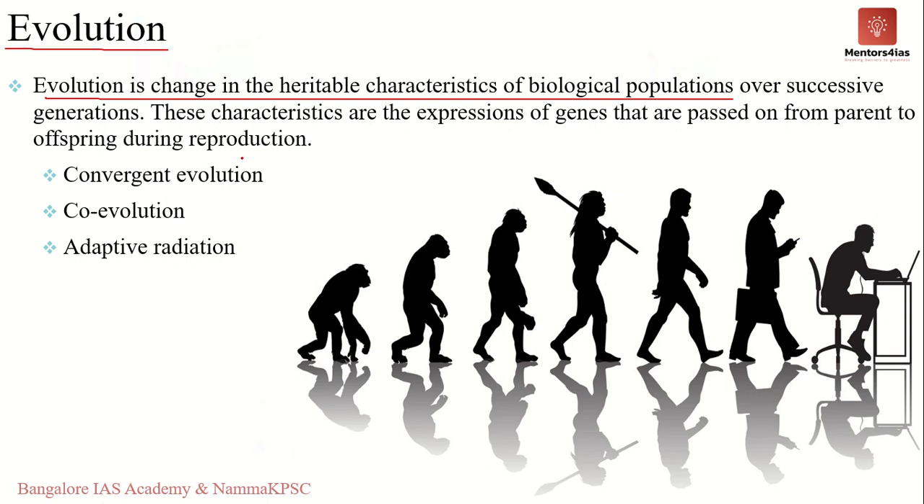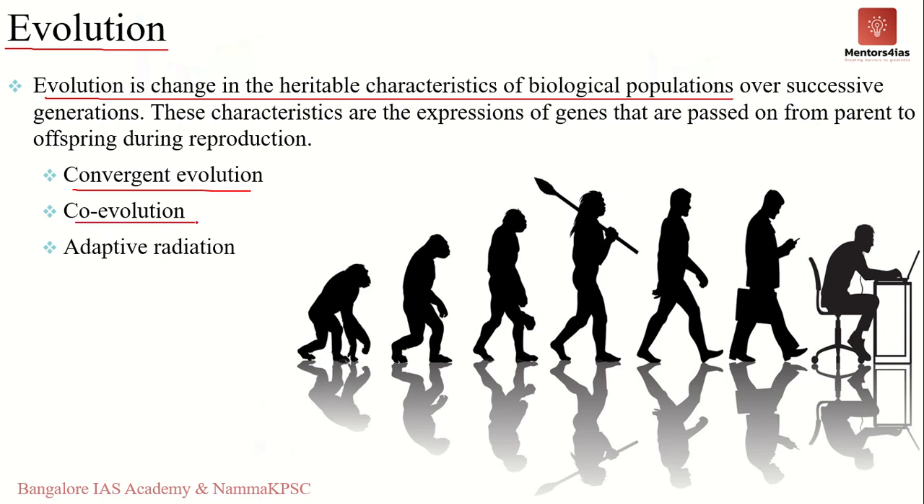So there are different types of evolution. We will be considering 3 types. The first is convergent evolution. What do you mean by convergent evolution? When the same adaptations evolve independently under similar selection pressures, this is known as convergent evolution. For example, flying insects, birds, and bats have all evolved the ability to fly, but independently of each other. This is convergent evolution.